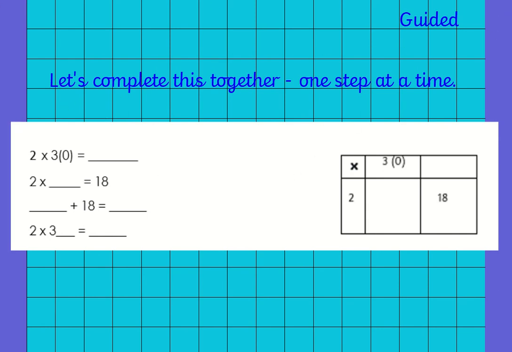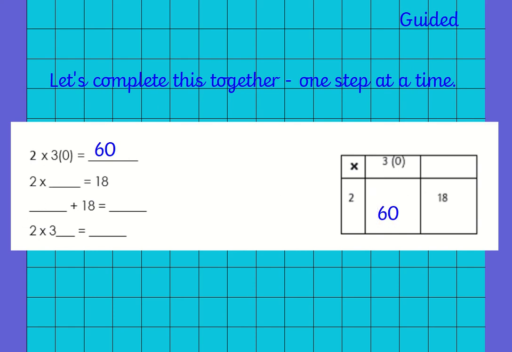Okay, so 1 step at a time. 2 times 3, which is actually 2 times 30, if you look, equals 60, doesn't it? Because 2 times 3 is 6. And then we don't forget that we're actually in the tens column, so that becomes 60. So let's put that in there as well.